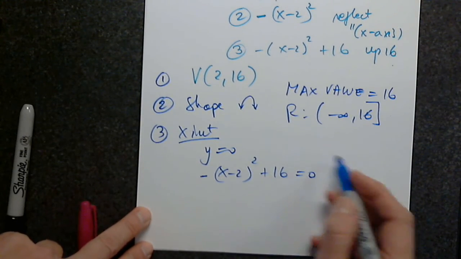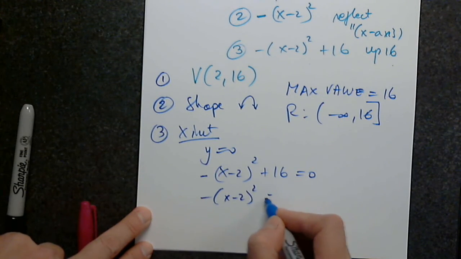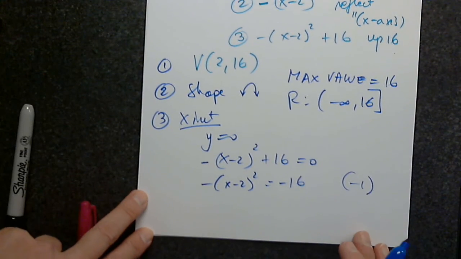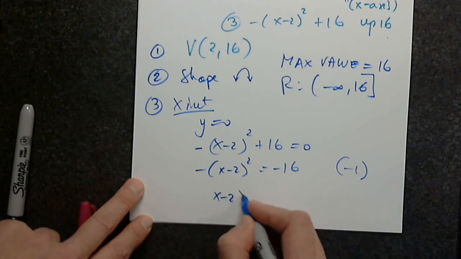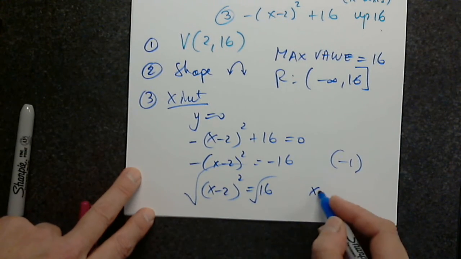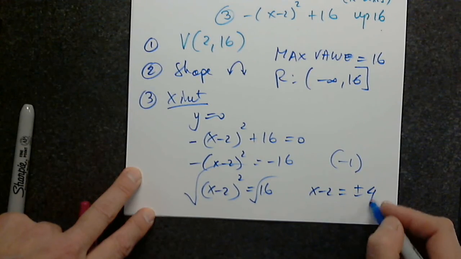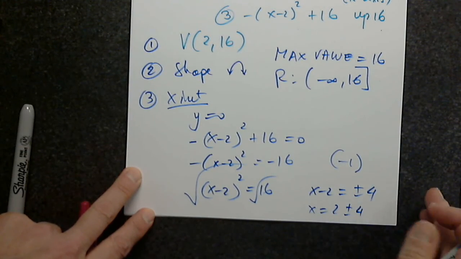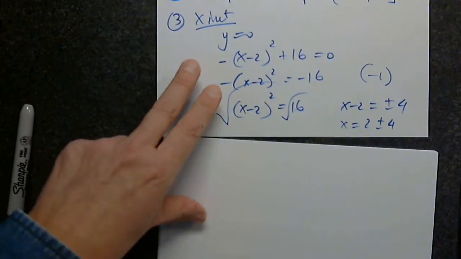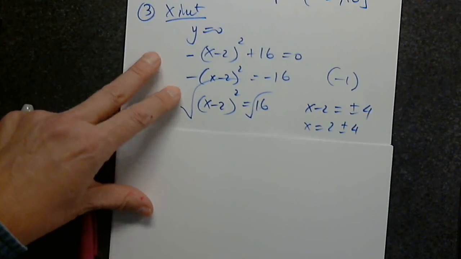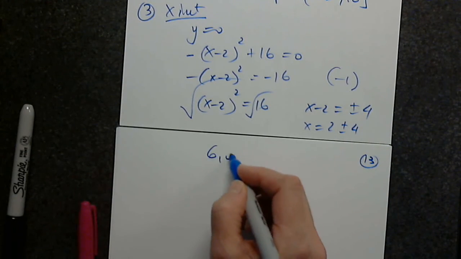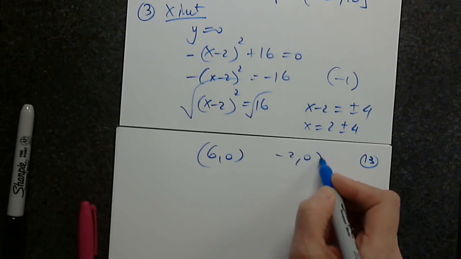This is cute and nice, I should say, because it's already set up to take the square root after I multiply both sides by negative 1. So x minus 2 squared equals 16, and now we take the square root. So x minus 2 equals plus or minus 4, or x equals 2 plus or minus 4. And we get the 2 solutions. So we have positive 6 and negative 2.